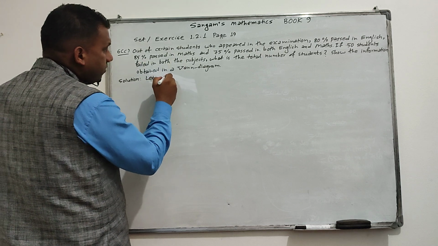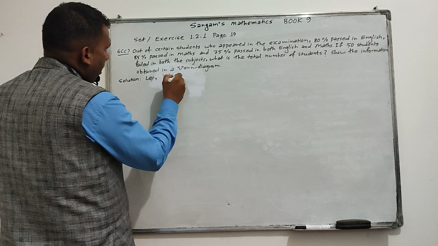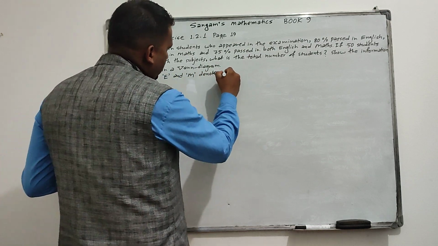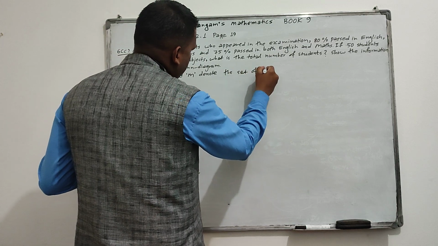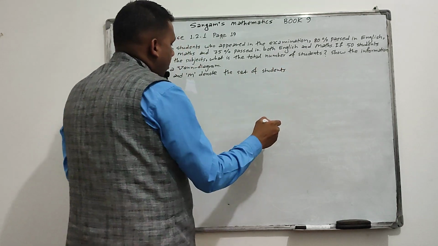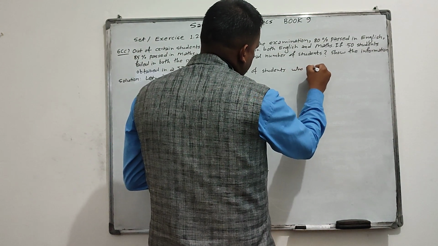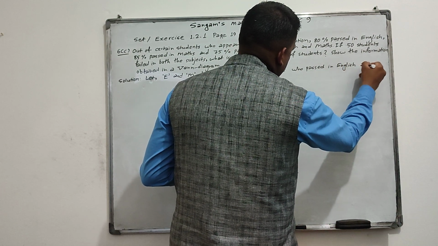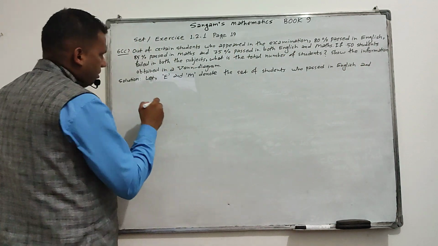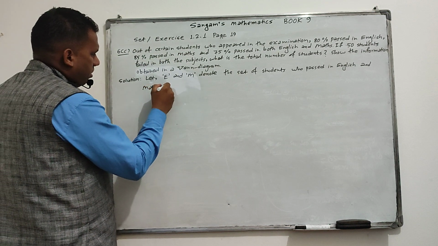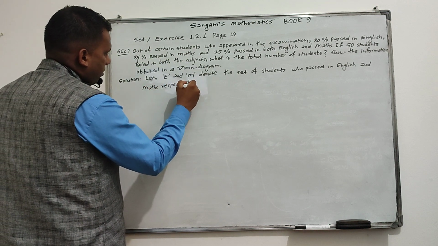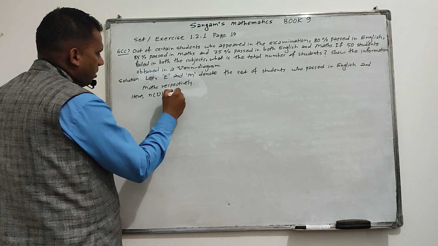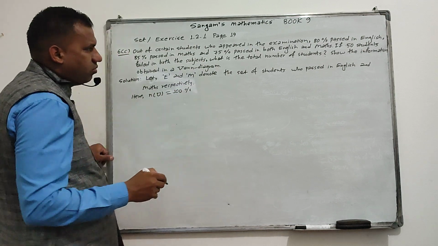Let E and M denote the set of students who pass in English and math respectively. Then number of U is 100%. In percentage, number of U is 100%.